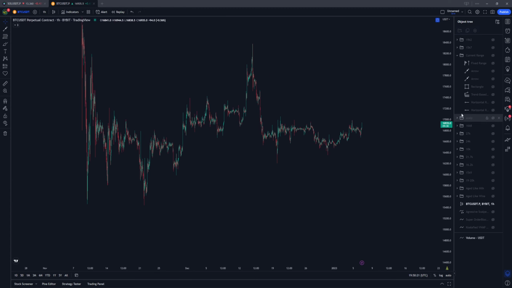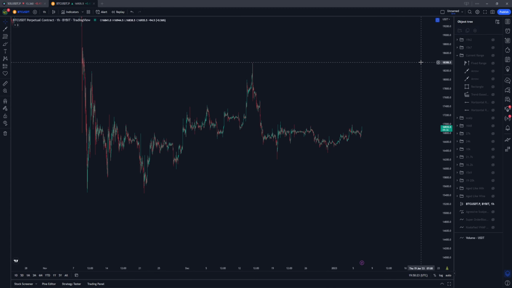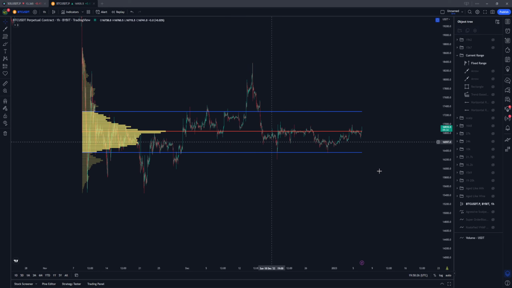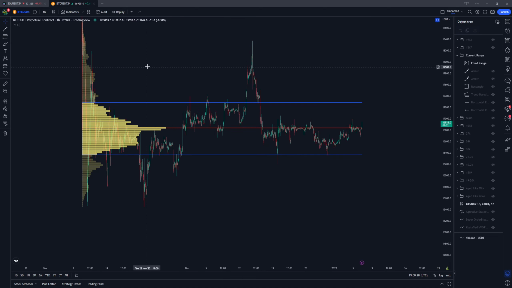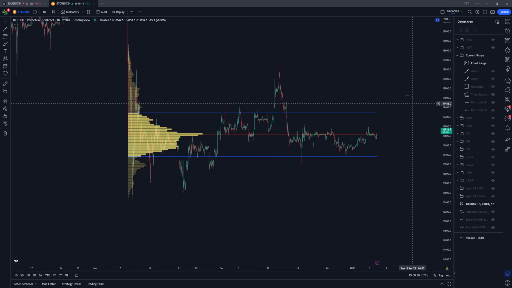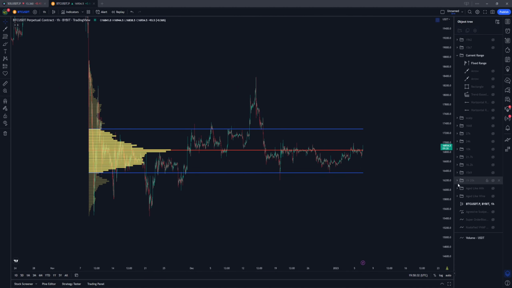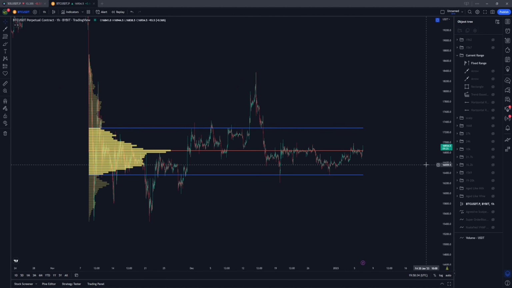When looking at trading a current range, I always like to use the fixed volume range profile. It's always very helpful for determining my risk management, and I like to take profits at the point of control. But after looking at the volume profile, I want to identify where the liquidity is.